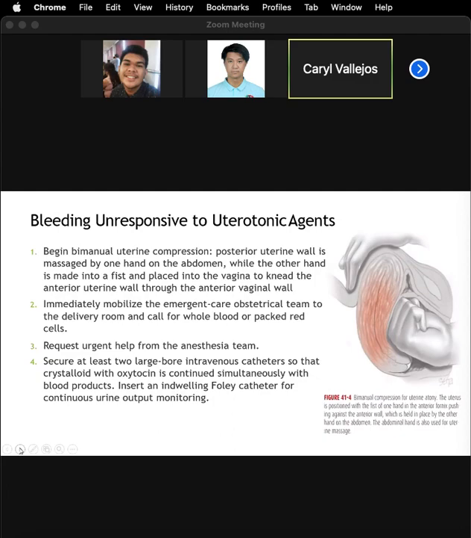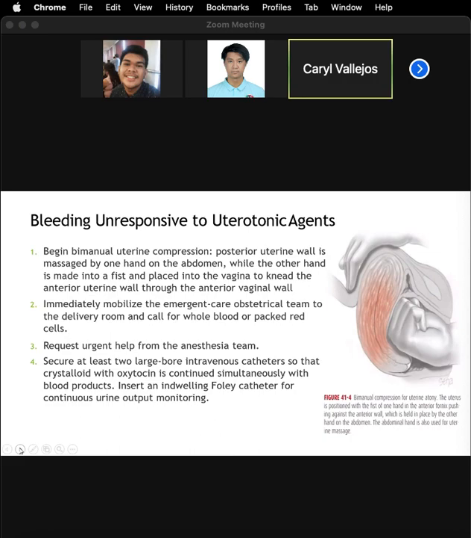That is, the posterior uterine wall is massaged by one hand on the abdomen, while the other hand is made into a fist and placed into the vagina to knead the anterior uterine wall through the anterior vaginal wall. Immediately mobilize the emergent care obstetrical team to the delivery room and call for the blood or packed red cells.